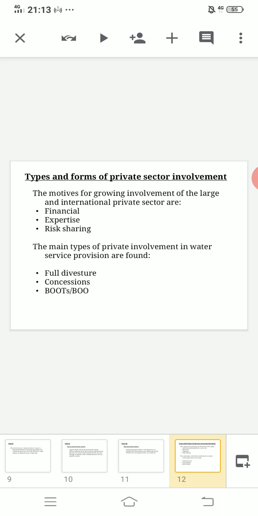When we talk about build, operate, and transfer, schemes are contracts for the construction of a particular infrastructure project which is required and where ownership is handed to a public organization after a specified number of years. In the BOO case, ownership remains in the hands of the private sector. Sometimes it leads to leasing. That is, the water system remains in public ownership, but it is taken on lease by the private operators.